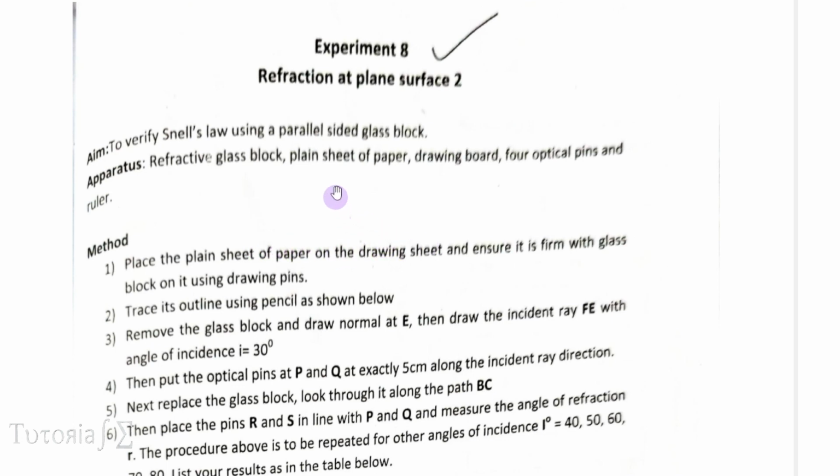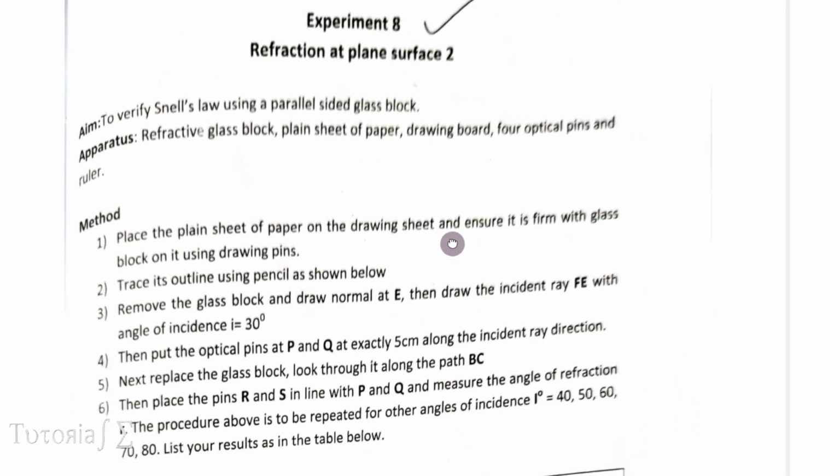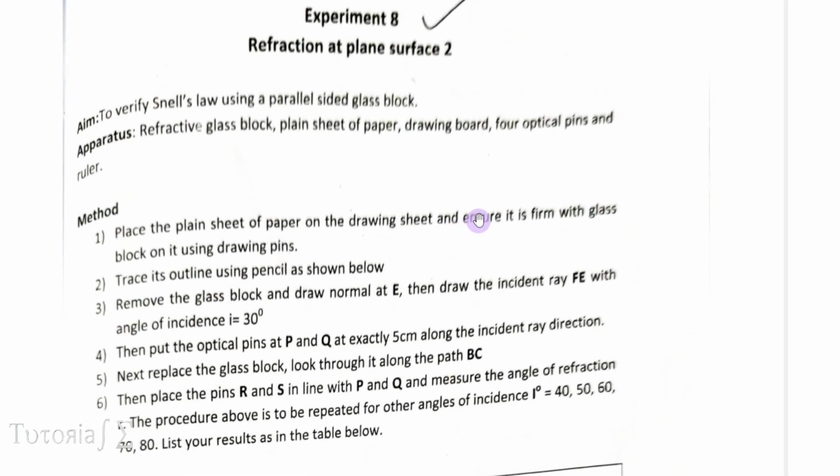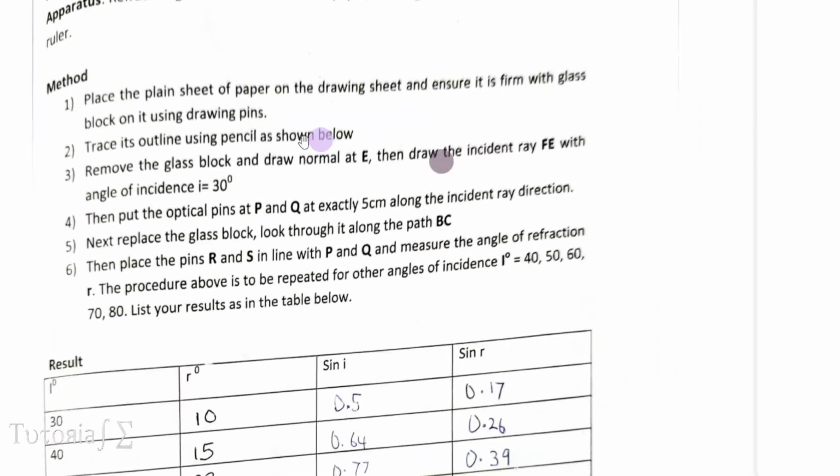All right, so basically we are placing pins in front of a glass block, and we are trying to see where it will be refracted on the other side of the block. So you place the pins at different angles, then you check how it will be refracted on the other part of the block. So this is basically the idea here.